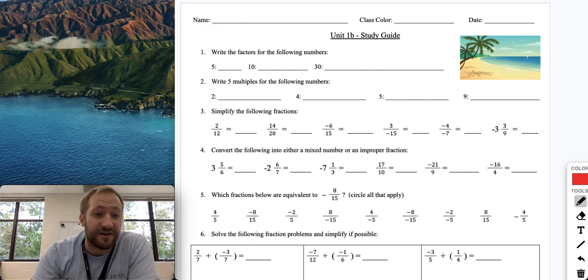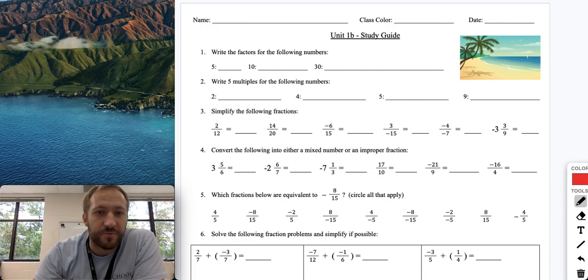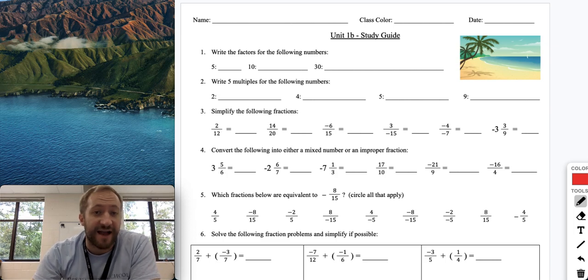Today we're going to go over the study guide for the Unit 1B test. So, looking through this, question number 1 says, write the factors for the following numbers. So, we're looking for the factors of 5. What that means is we're looking for any number that goes into 5.